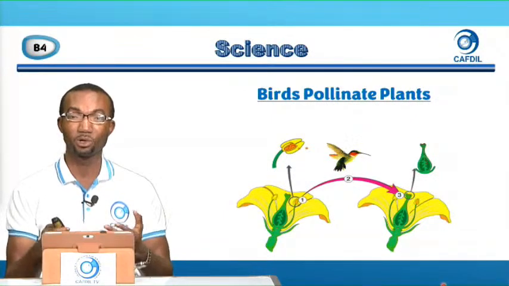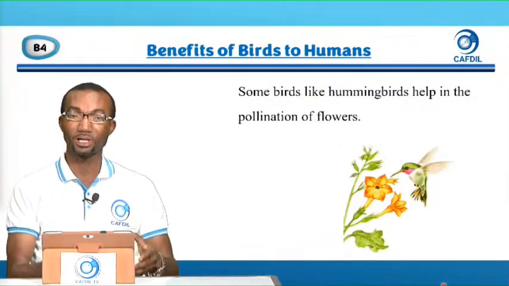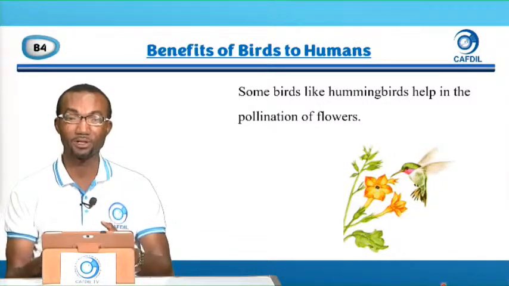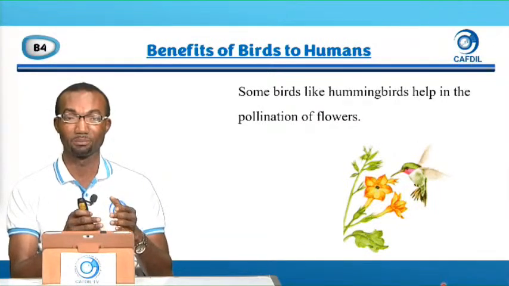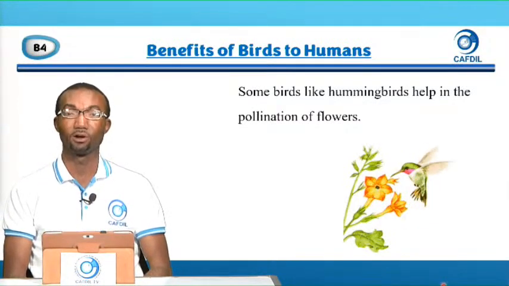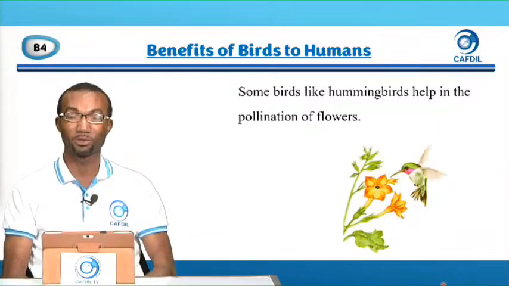The third one is that birds pollinate flowers. So, kids, as we talked about when we were talking about insects, the same way insects help pollinate flowers of plants, birds also do the same. And a bird like the hummingbird helps in the pollination of flowers. If you remember when we were talking about birds in the last lesson, we talked about the hummingbird as a bird that flies backwards. So the hummingbird helps in the pollination of flowers, the same way that insects pollinate flowers.